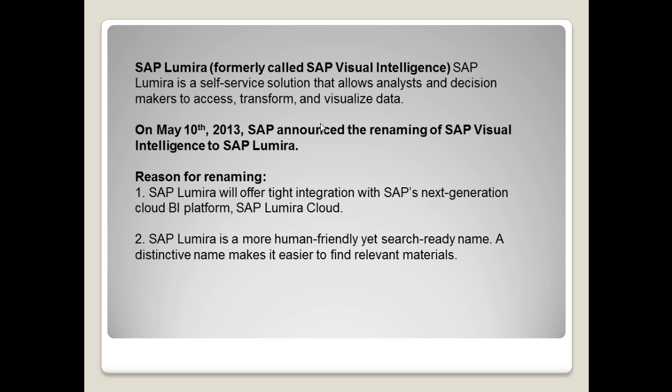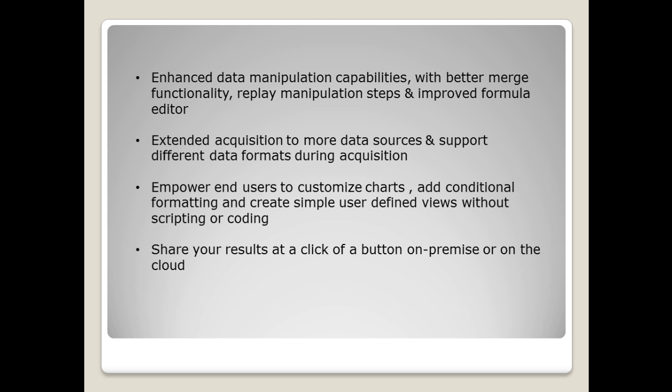SAP has announced the rename of Visual Intelligence to SAP Lumira on May 10th, 2013, and the two reasons behind that were to provide tight integration with SAP's Cloud BI platform, so we have SAP Lumira Cloud, and the second reason was that SAP Lumira is a more human friendly yet search ready name. So the latest version of SAP Lumira is 1.25 and it got released in April 2015. So we will be targeting this version in our session.